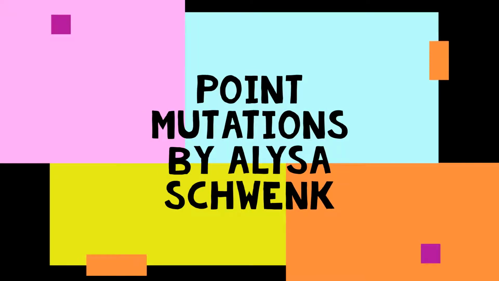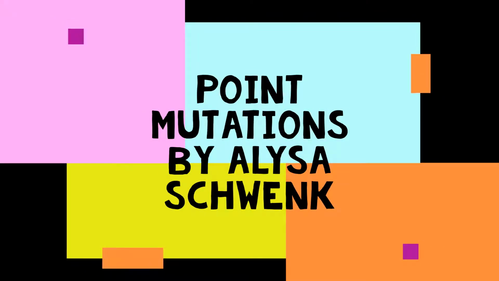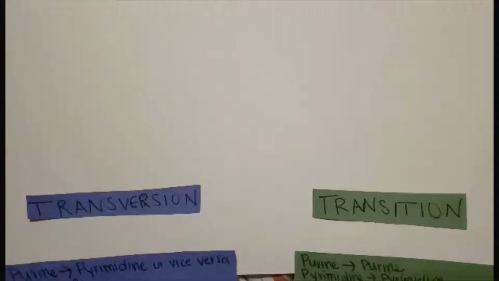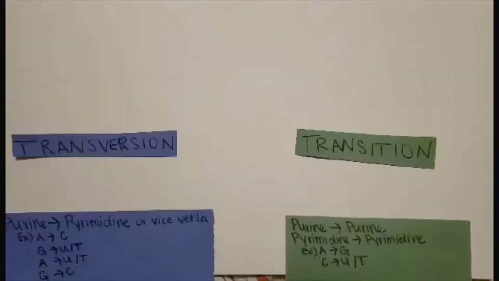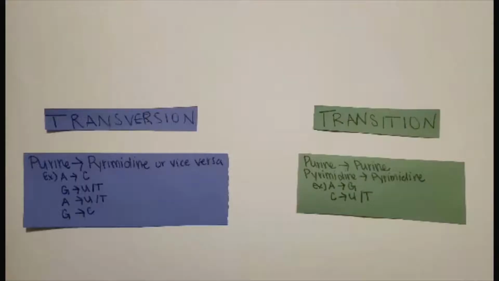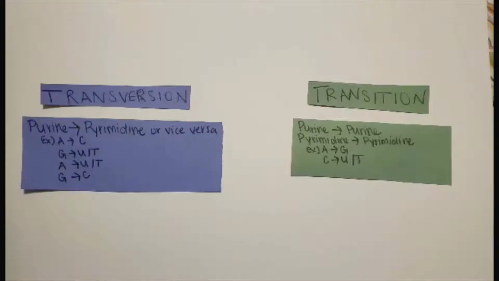In this video, we will be covering 4 types of point mutations, including missense, silent, nonsense, and read-through mutations. Before we go into the types of point mutations, let's go over transition versus transversion mutations. Transition mutations occur when a purine mutates to another purine or pyrimidine mutates to another pyrimidine.